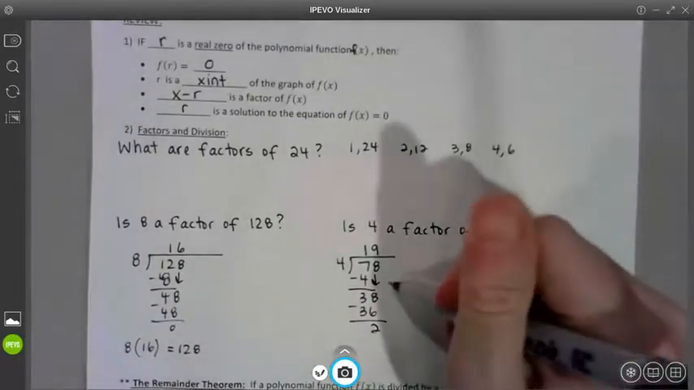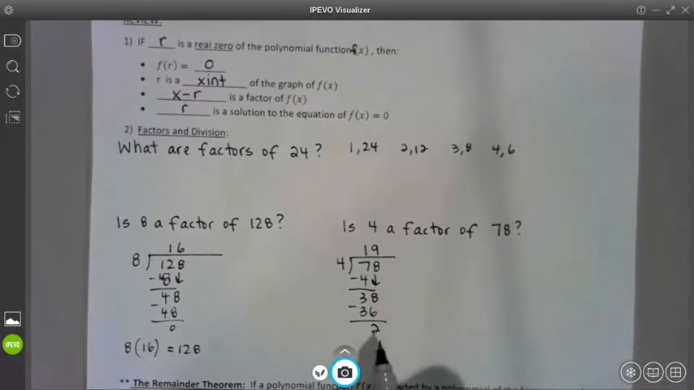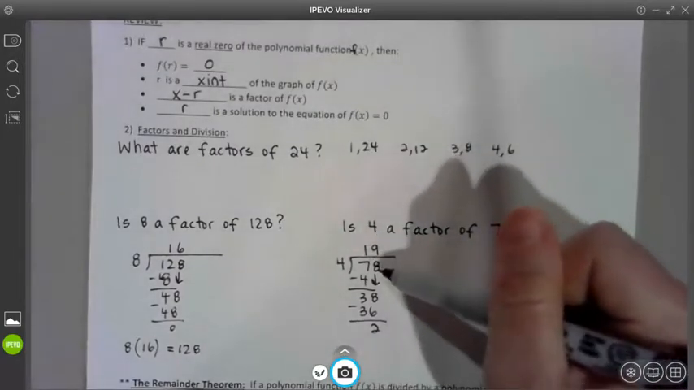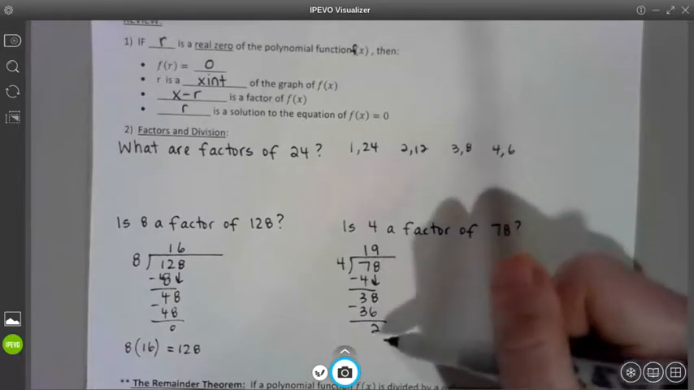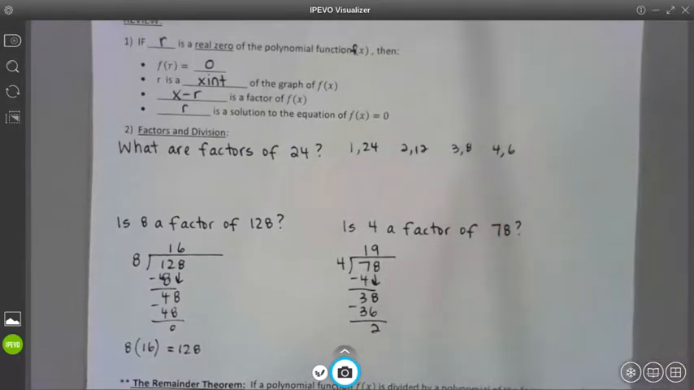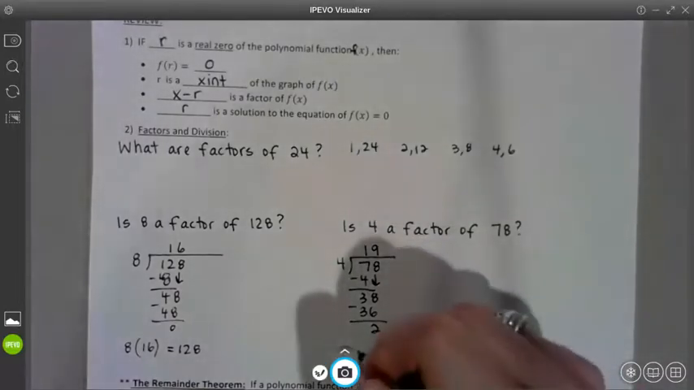We have 2 left over, nothing left to bring down, which means 2 is our remainder, which means that 4 did not divide evenly into 78. You had something left over. You couldn't get it to multiply, or I'm sorry, divide evenly in. All right, so the way we could write this is the answer is no, it's not a factor.